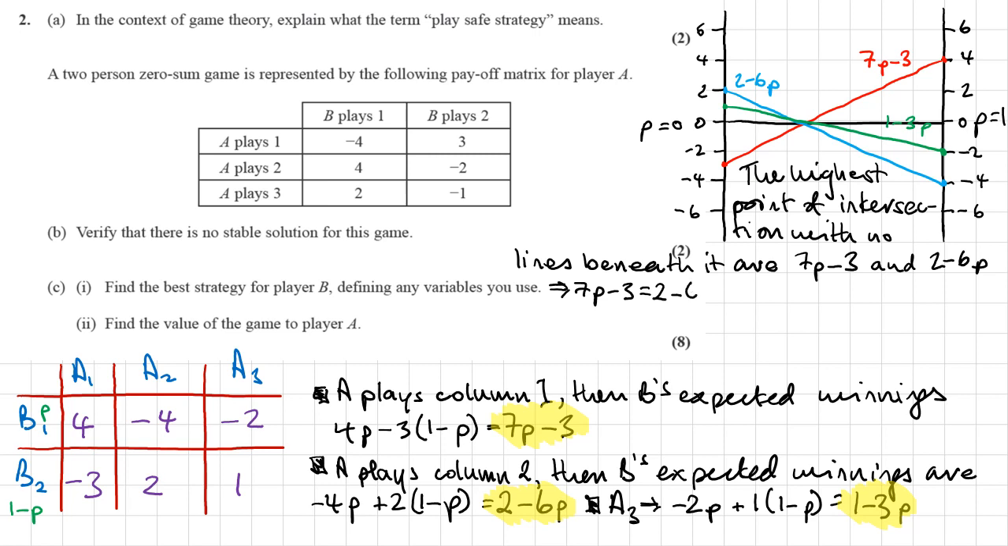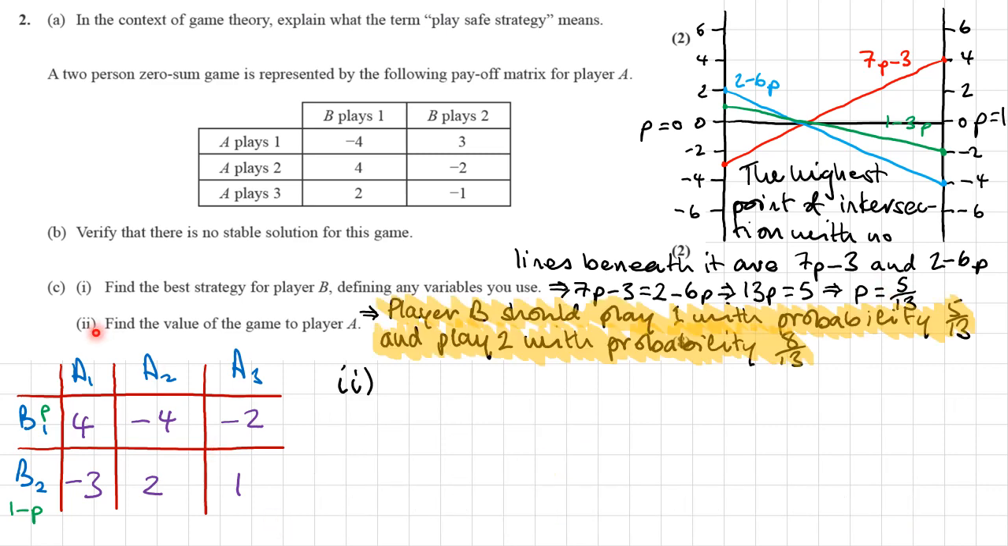So we can rearrange that, add 6P to both sides, we'll get 13P. Add 3 to both sides is equal to 5. So that gives me a value of P equal to 5 over 13. So that means that player B should play 1 with that probability, 5 over 13, and play 2 with probability 1 minus 5 over 13, which is 8 over 13. So now we can do the last part of part C, which is to find the value of the game to player A.